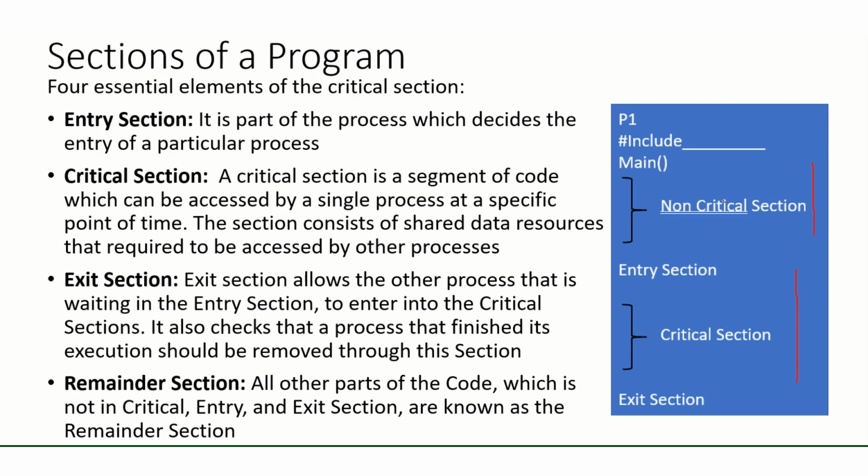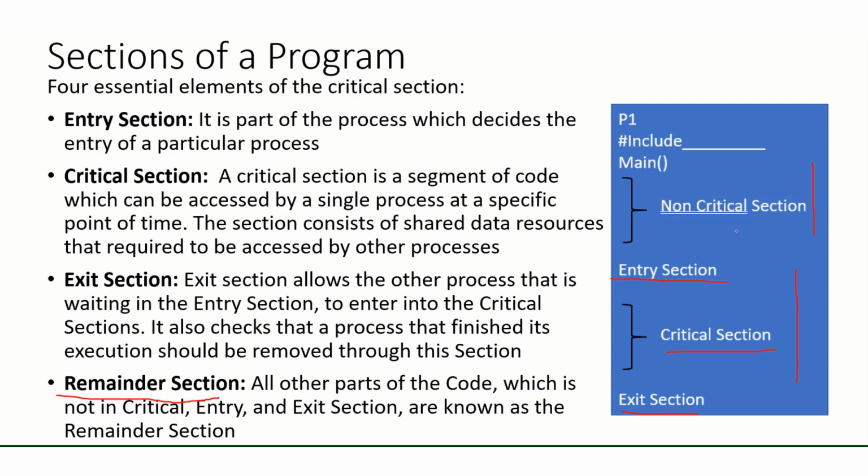There are four essential elements of the critical section: entry section, then critical section, exit section, and the last is remainder section. We will see each element in brief. The process which wants to enter the critical section must execute code written in the entry section. It is just like locking and unlocking. Whenever we want to enter our home, we must follow some steps. It is just like that. There are different methods of entry sections that we will see later.